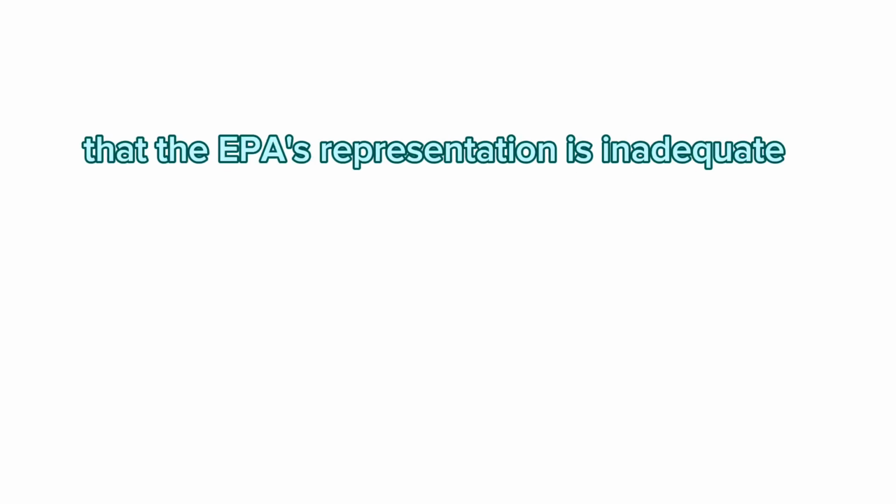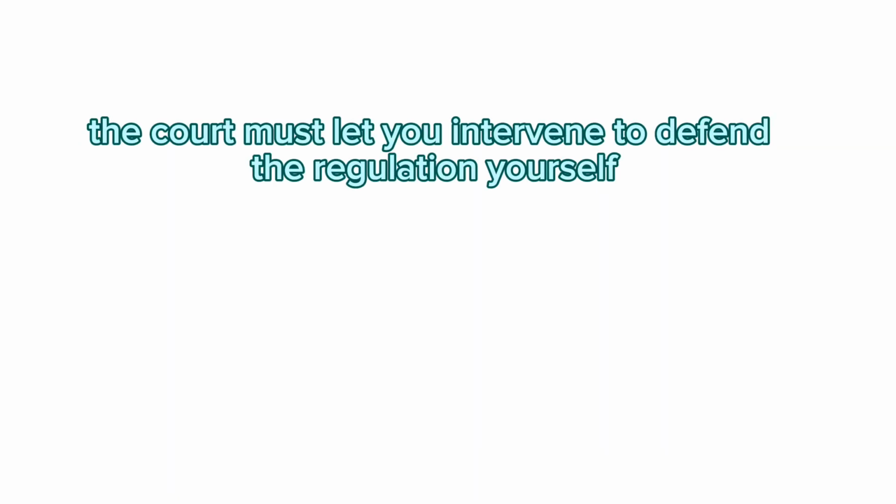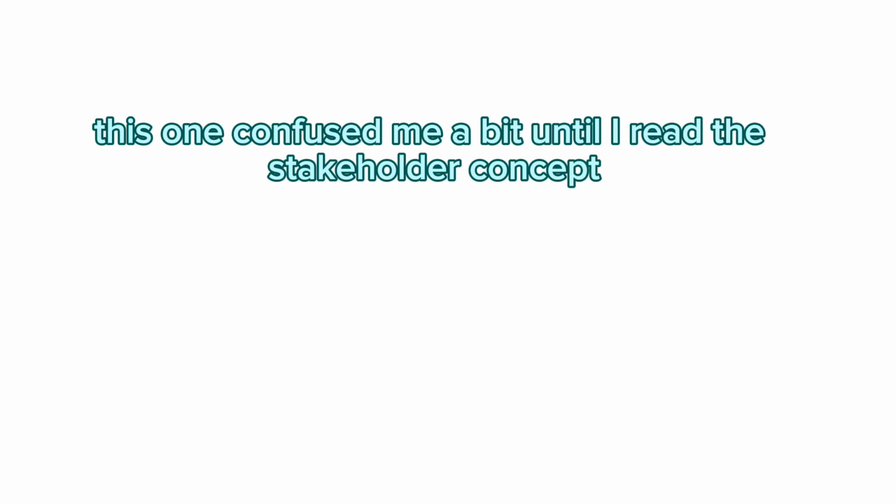If you can convince the judge that the EPA's representation is inadequate, the court must let you intervene to defend the regulation yourself. Then there is interpleader, Rule 22. This one confused me a bit until I read the stakeholder concept. This is about someone who is just holding the bag, right?